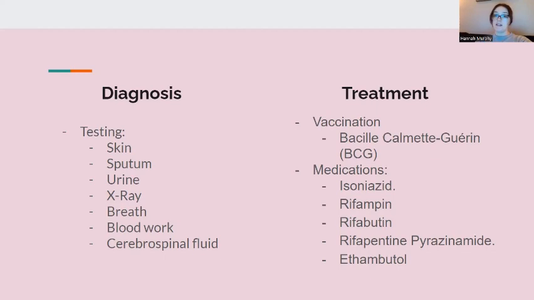Treatments: there is a vaccine, the Bacillus Calmette-Guerin vaccine. That's not very common in the United States, but it is very common in countries that have higher TB rates.